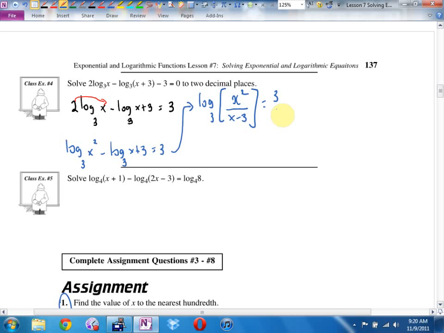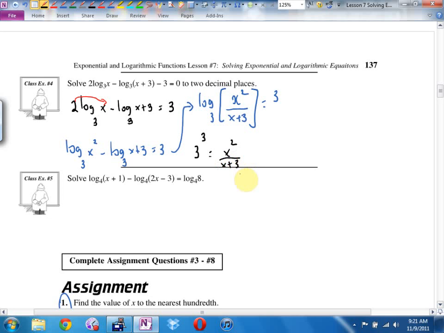So how do I get rid of the logs here? I write this as an exponent. What number to the power of what number equals what? This to the power of that equals what's inside the log? 3 to the third equals x squared over x plus 3. By the way, what is 3 to the third? Don't say 9. What is 3 to the third? 27. Now what?